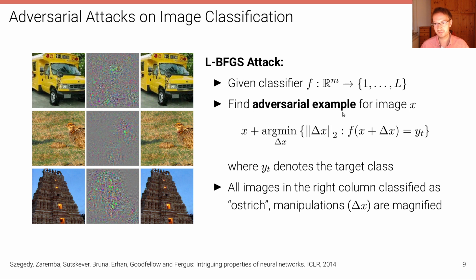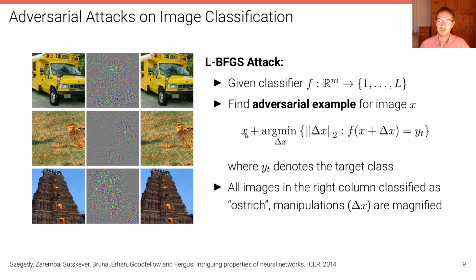So given a classifier F that takes an image out of R^M, where M is the number of pixels, and maps that into a set of classes. In case of ImageNet, that would be L equal 1000. We want to find an adversarial example, and this entire expression here is the adversarial example for a particular image X. This is, for example, the school bus image here.